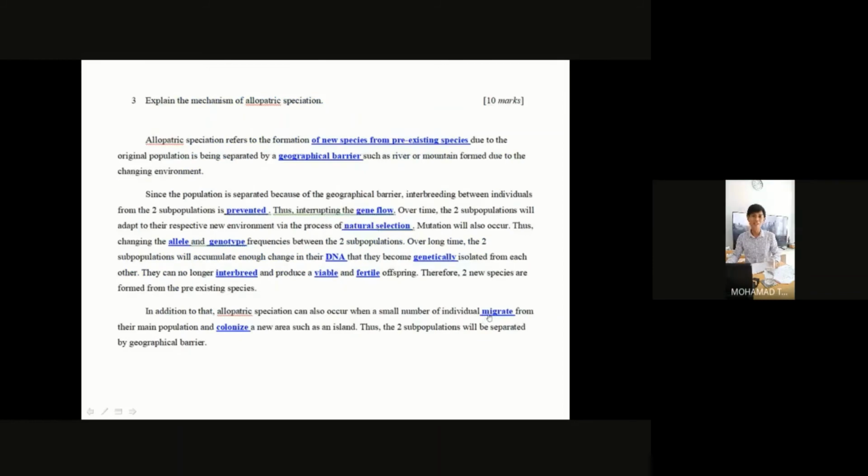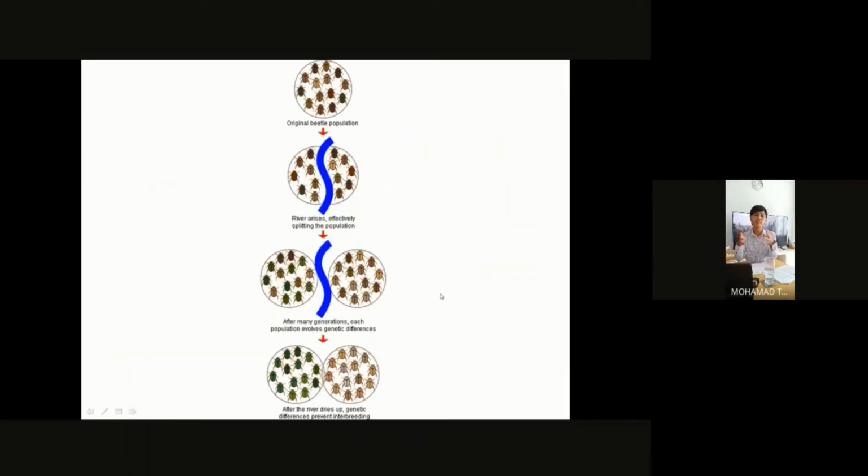So now let's have a look at the essay questions. The essay questions start with question number 3. Explain the mechanism of allopatric speciation. So this is the essay. Before I explain the essay, I would like to give you a little bit of explanation about allopatric speciation. Allopatric speciation is one mode of speciation. It involves a geographical barrier, such as a sea or river, anything that prevents two subpopulations from meeting each other.